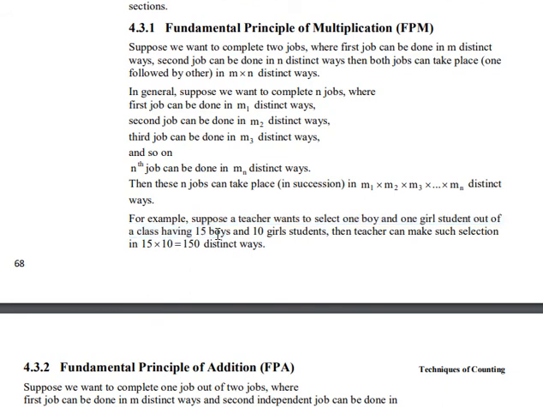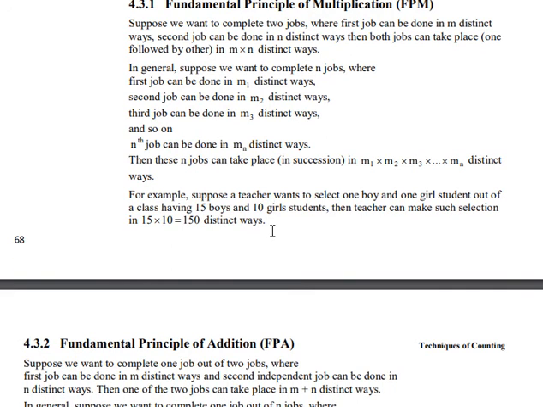So there are two jobs that need to be done, out of a class of 15 boys and 10 girls. Then the teacher can make such a selection in, so out of 15 boys you have to select one boy. How can you select one boy from 15? You've got 15 choices, so therefore this is 15. And then from 10 girls you have to select one girl, there you have 10 choices. Now you have to select one boy and one girl.